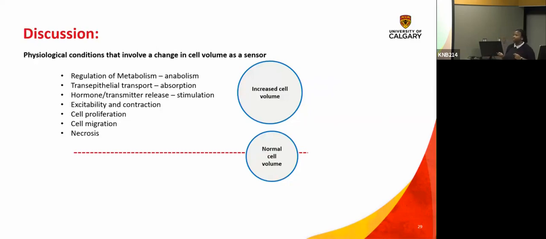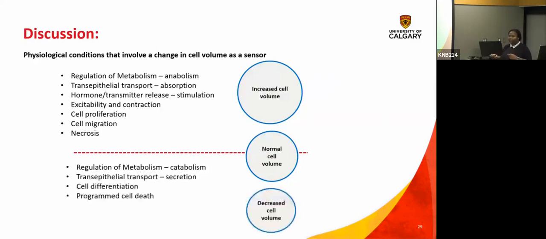But really, a lot of the good stuff seems to happen with the increased cell volume as compared to the decreased cell volume, where when you dig through literature, you see more of a catabolic effect with a smaller cell. And then there's also programmed cell death: a decreased cell volume precedes programmed cell death. And you have other processes like cell differentiation also happening with a smaller cell size.